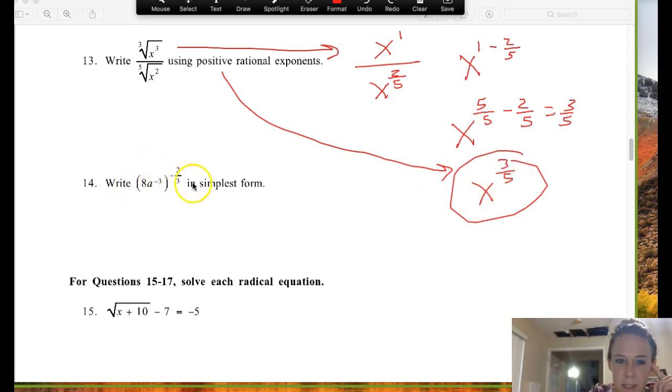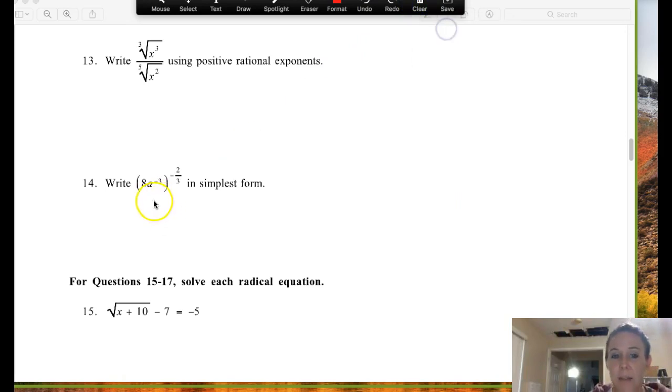All right, let's write this in simplest form. Simplest form means all positive rational exponents, okay? All positive or roots. Nothing on the denominator, no negatives on the denominator. All right, so looking at this, because these are multiplied together, I can distribute him to both terms. So I'm going to write this as 8, and I'm going to take 8 to the negative 2/3 power.